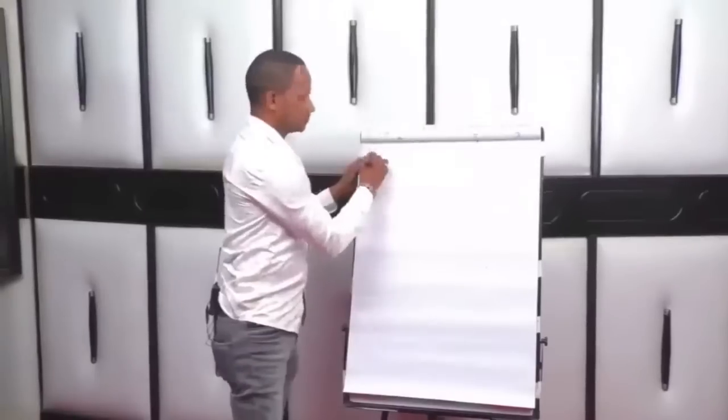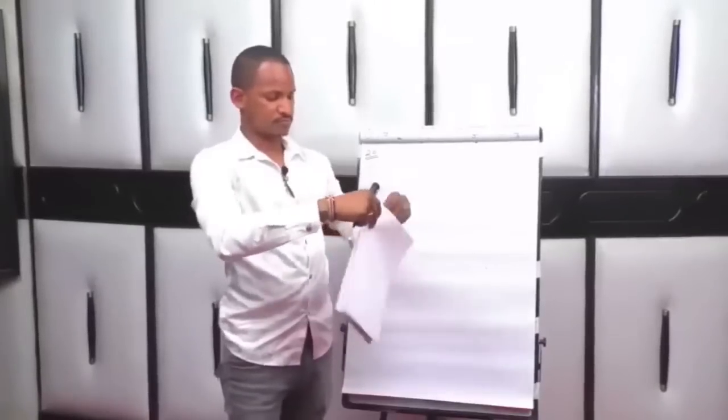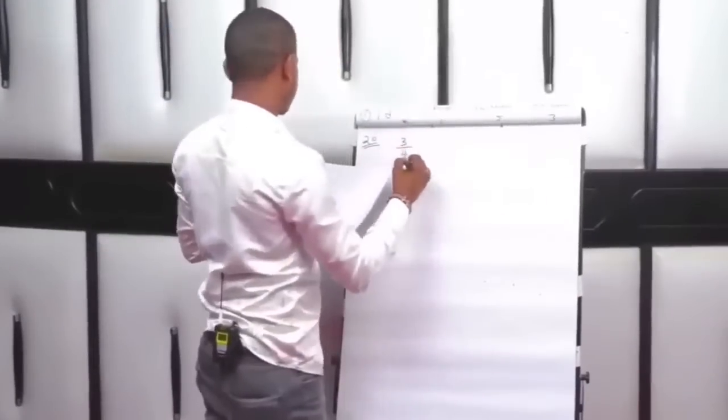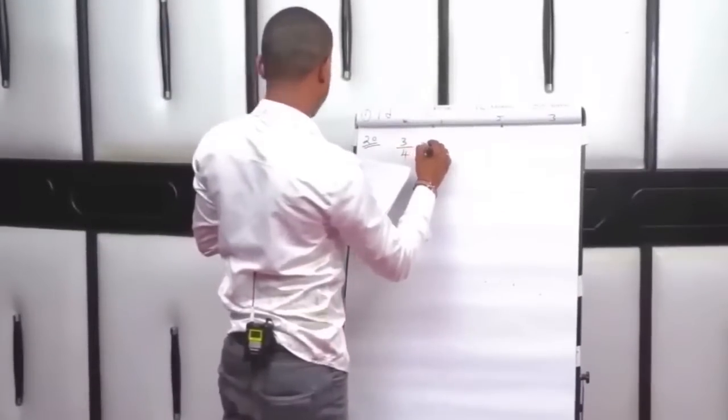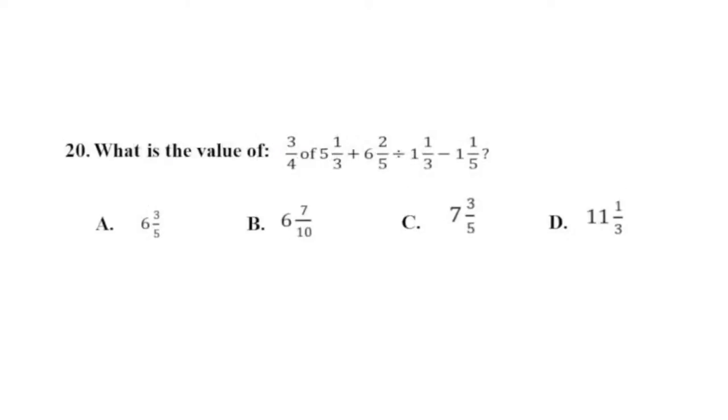Question 20. What is the value of, this is a combination of fractions, 3/4 of 5 1/3 plus 6 2/5. These are mixed fractions. This is a proper fraction. These are mixed fractions. Divide by 1 1/3 minus 1 1/5. Simple rule is BODMAS.